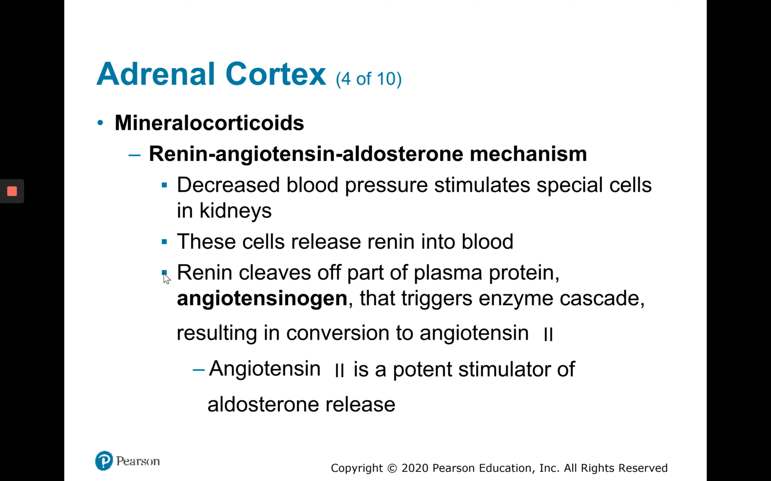Once renin enters the blood, it acts on a plasma protein. That plasma protein is angiotensinogen, and that's going to trigger an enzyme cascade that results in the creation of angiotensin 1, then angiotensin 2. Angiotensin 2 is going to be a stimulator of aldosterone release, a chemical that acts on the adrenal cortex and causes the release of aldosterone into the blood, ultimately increasing blood pressure and volume.